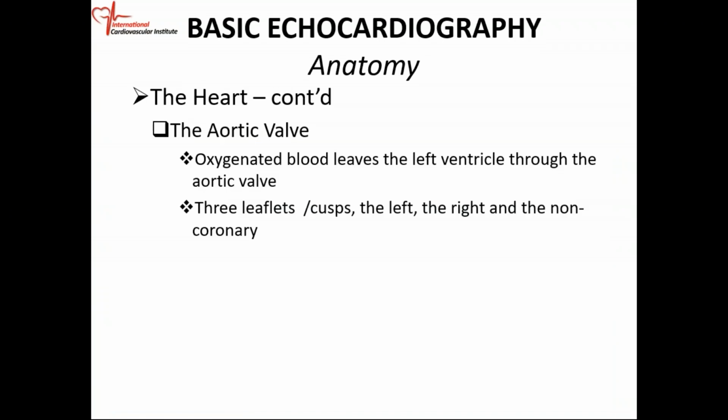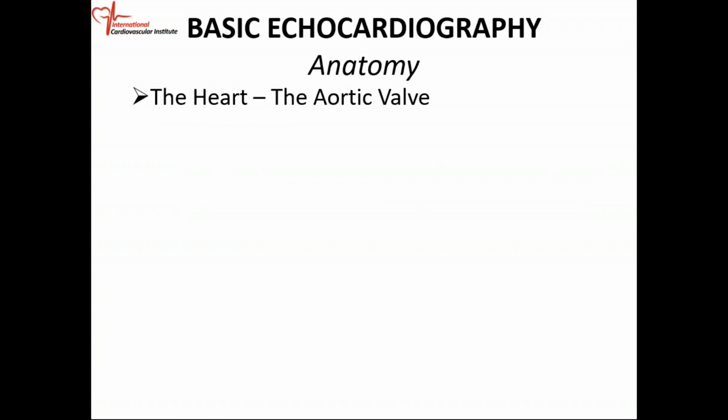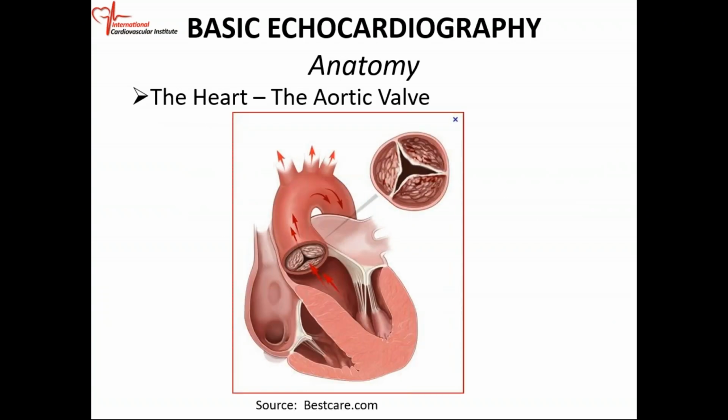It has to cross the aortic valve. The aortic valve has three leaflets or three cusps, all right? And it looks somewhat like that. So this is your left ventricular outflow tract right here, and this is your aortic valve apparatus right there. There are three leaflets.